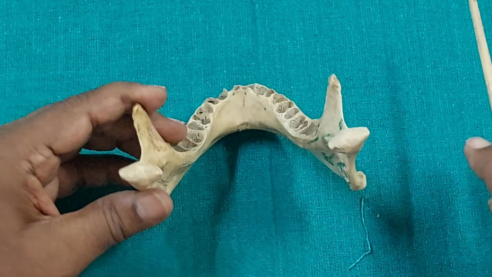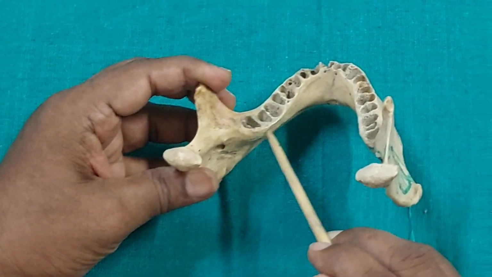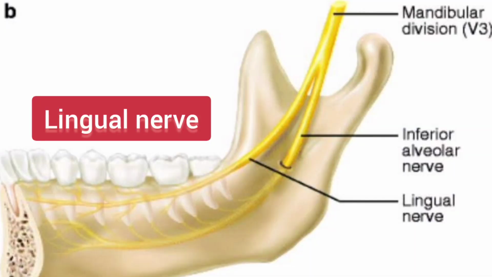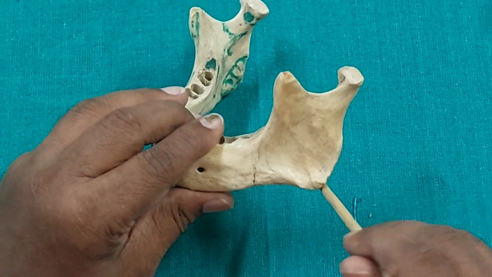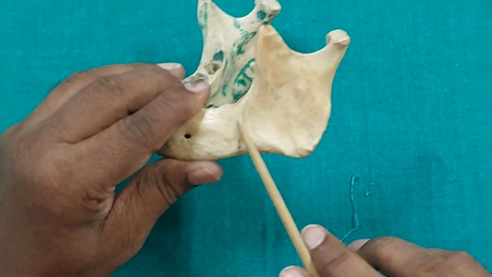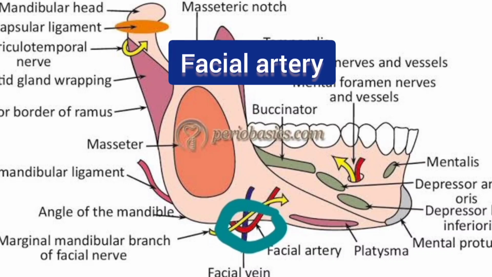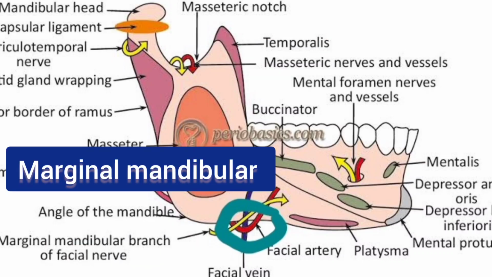And one important nerve, I forgot to tell you: behind this alveolar arch, you will get another important nerve called the lingual nerve. It is a sensory nerve present behind this. And here at the junction between the body and the lower border of the ramus, it is the attachment of the masseter. Here you will get one artery, one vein, and one nerve. The artery is the facial artery, the vein is the facial vein, and the nerve is the marginal mandibular nerve.